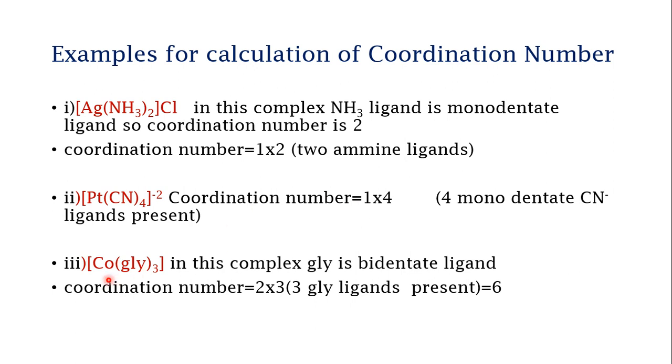Then you have Co(gly)3, glycinate taken thrice. Glycinate is a bidentate ligand. Bi means 2, so the coordination number is 2 into 3, because 3 glycinate ligands are attached to the cobalt. This 2 has come because it is a bidentate ligand, and this 3 has come because there are 3 glycinate ligands bonded to the cobalt. The total coordination number is 6.